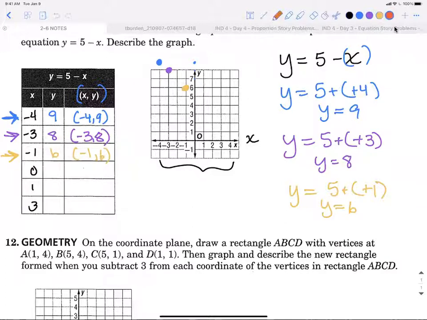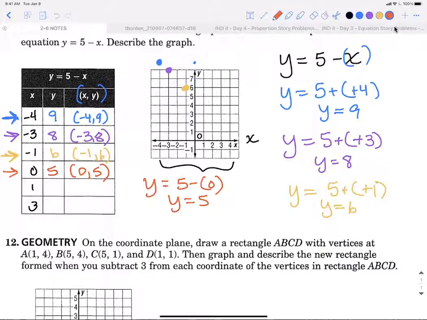Okay, now I'm gonna do the same thing with 0. This one should be easy. Y equals 5 minus 0. What's 5 minus 0? It's just 5, all right? Put a 5 in my table. Now I'm going to write the point (0, 5), and I'm going to graph (0, 5).